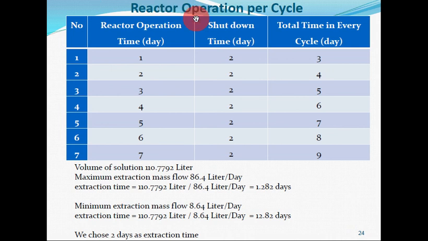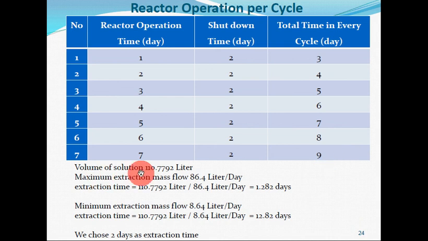The reactor operation per cycle. For this analysis, we make the reactor operation time in day with 7 series, start from 1 day until 7 day, and the shutdown is 2 day. All of the series is 2 day. And then the total from here we get starting from 3 day until 9 day.